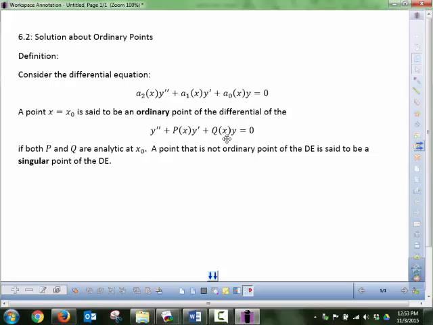And for us, to really simplify things, we're just going to look at x sub 0 equal to 0. So we're going to focus mainly on Maclaurin series. Otherwise, if the point is not ordinary, it's said to be a singular point. And again, that's what we're going to study later on. So that's just a term that we're going to throw around, ordinary versus singular. And ordinary just means it's a nice number.